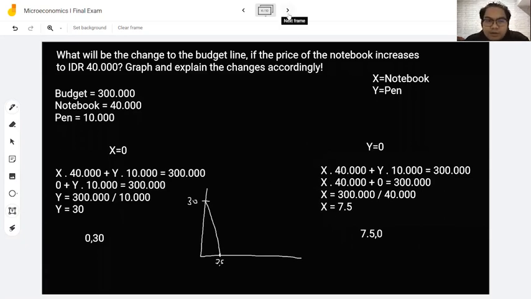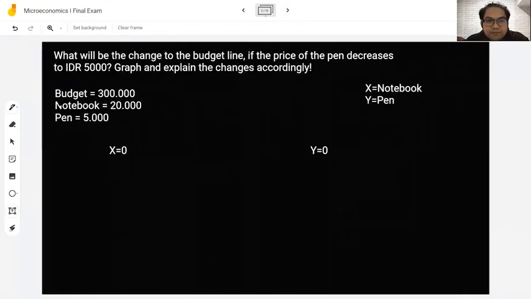So to the next question, question C. What will be the change to the budget line if the price of the pen decreases to 5,000? Before, the price was increasing, but in this question, the price is decreasing. So logically, we will buy a lot more items than before. So the pen goes from 10,000 to 5,000.